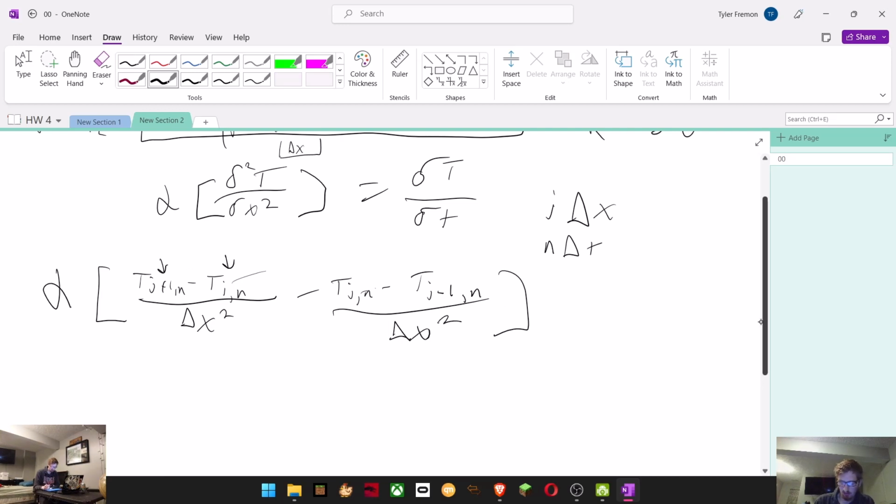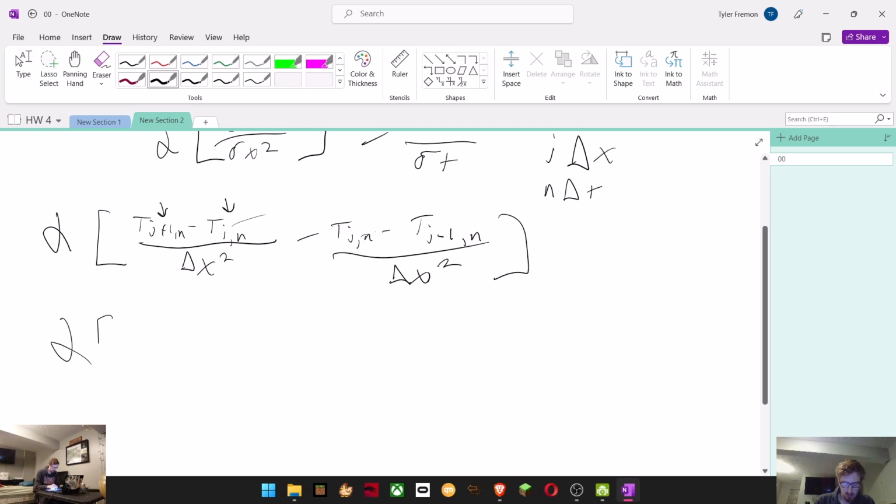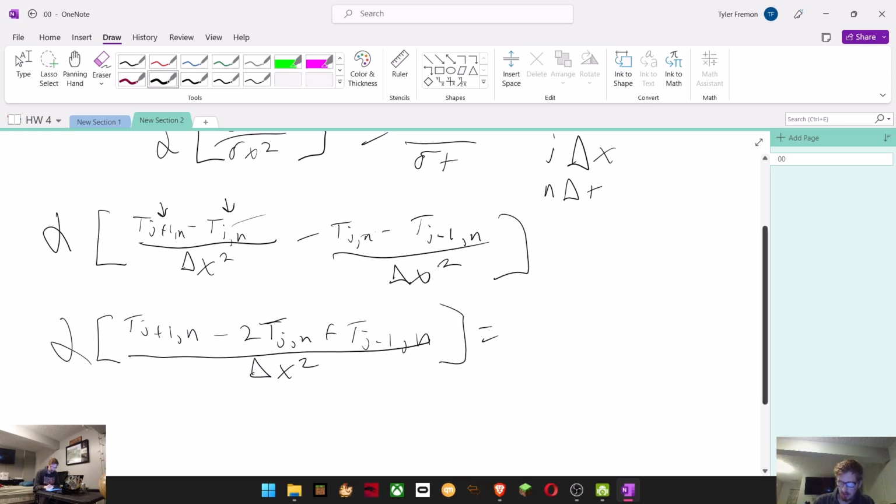These two terms are different, so I'm just going to rewrite this as alpha times Tj plus 1 comma n minus 2 Tj comma n, and then these two negatives cancel, so we're going to have plus Tj minus 1 comma n, all over delta x squared. And that's going to be equal to our partial derivative of temperature with respect to time.